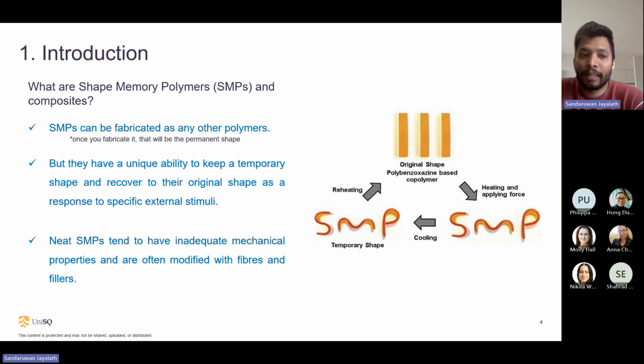So basically, that's the shape memory property that shape memory polymers show. This is the unique ability, but most shape memory polymers, just like any other polymers, have inadequate mechanical properties when it comes to the final applications. And when it comes to polymers, we use reinforcing fillers and reinforcing fibers to enhance the mechanical properties. In most cases for shape memory polymers, their properties are enhanced by adding fibers and fillers. We will be doing that in this study as well.